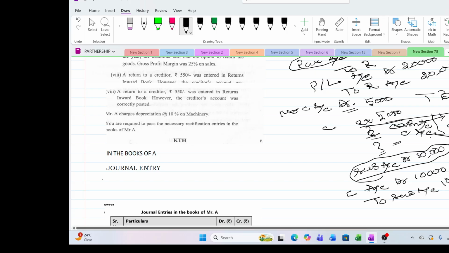So what happens in your trial balance? The total exceeds with 10,000 credit. To adjust that, suspense account should have been debited with 10,000.